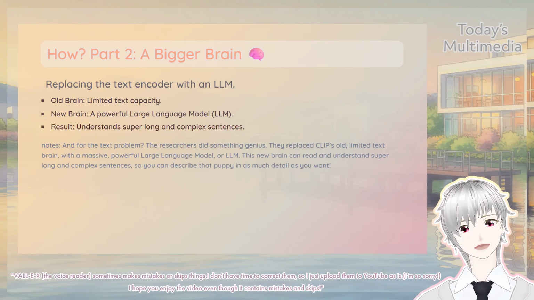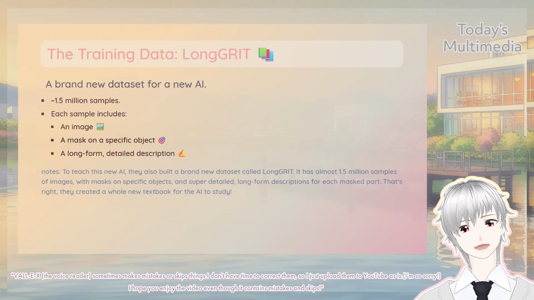And for the text problem, the researchers did something genius. They replaced CLIP's old, limited text brain with a massive, powerful large language model, or LLM. This new brain can read and understand super long and complex sentences. So you can describe the puppy in as much detail as you want. To teach this new AI, they also built a brand new dataset called LongGRIT. It is almost 1.5 million samples of images, with masks on specific objects and super detailed long-form descriptions for each mask part. That's right, they created a whole new textbook for the AI to study.